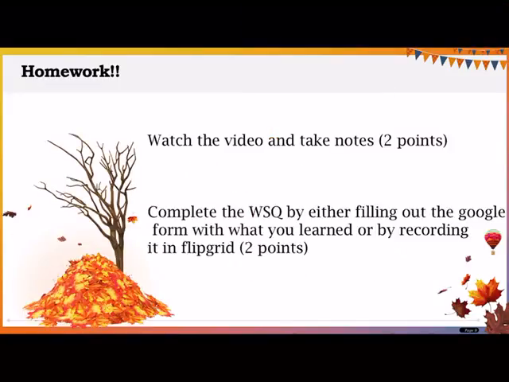Okay, so homework: watch the video and take notes, and then complete the WSQ by either doing the Google form, or I don't want you to forget the Flipgrid. So if you don't like to write, you can go ahead and do the Flipgrid.